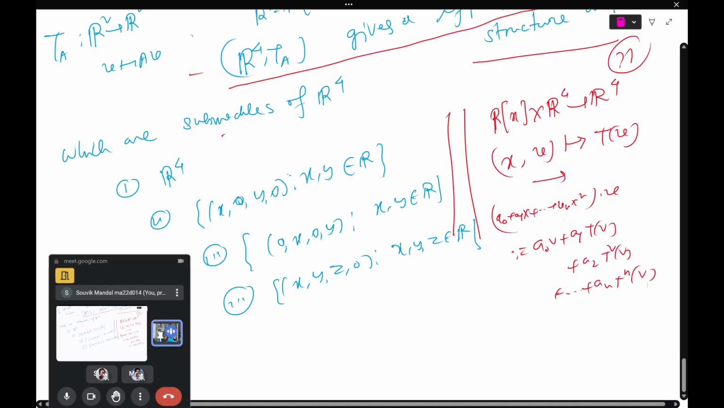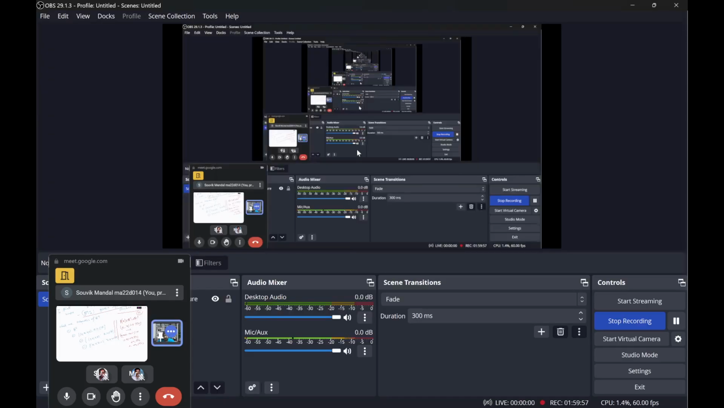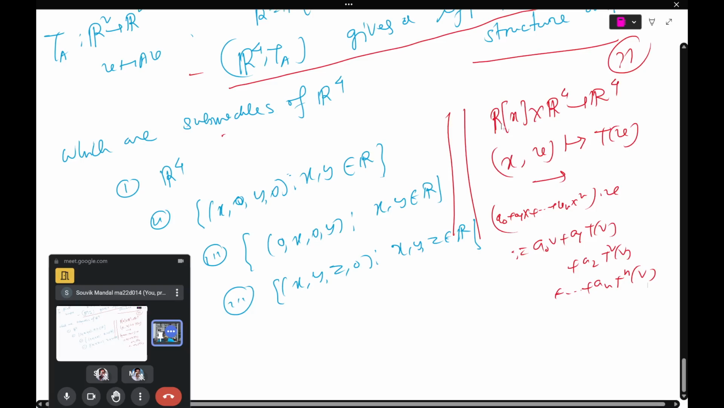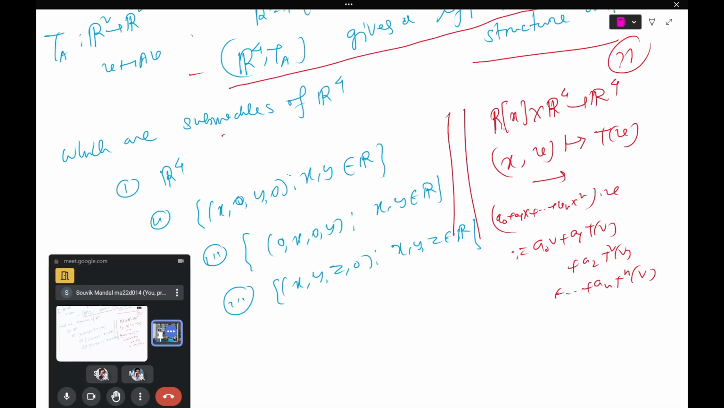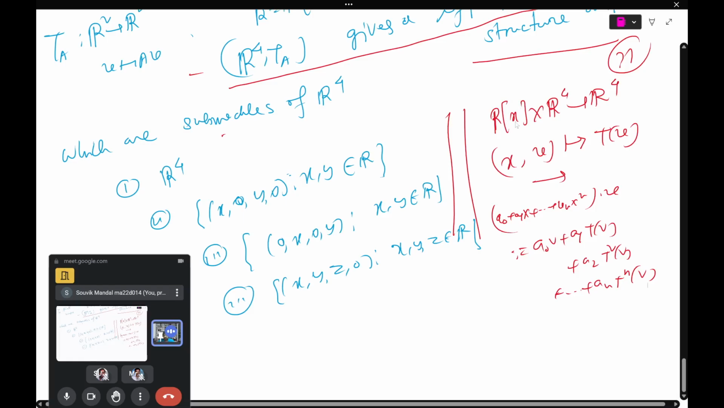Okay, I hope you understand what I'm trying to say. So try this problem at home. If you could not solve it, please let me know next week, and I will solve it for you.